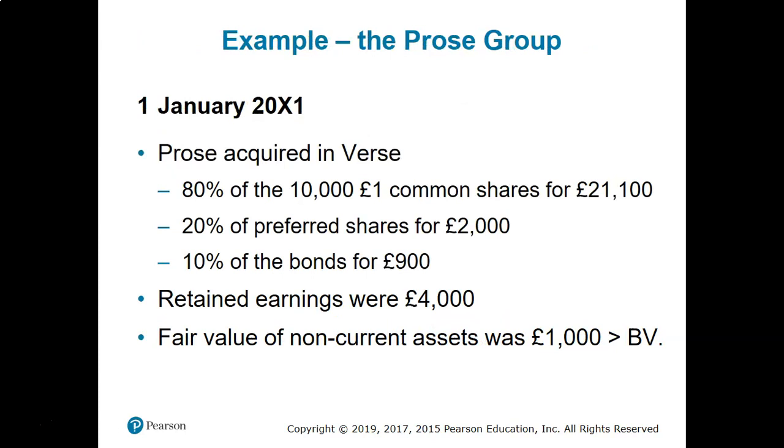So let's see the example. Pros acquired in Verse 80% of the 10,000 common shares for 21,100, and 20% of the preferred shares for 2,000, and 10% of the bonds for 900. All of these are on the first day of the year. The retained earnings balance at the beginning is 4,000, and the fair value of the non-current assets is 1,000 higher than the book value.